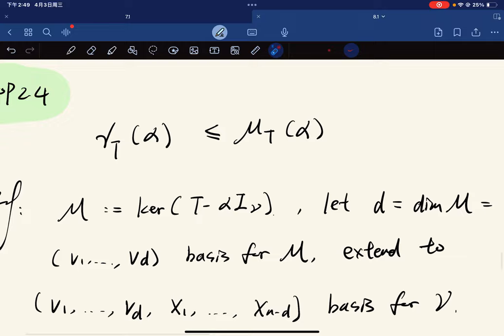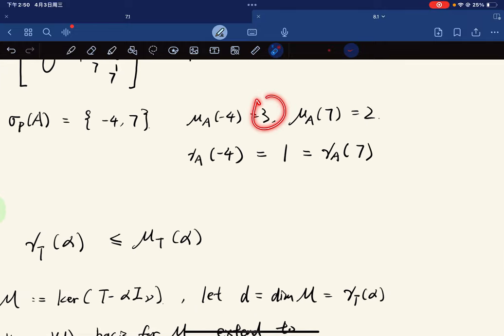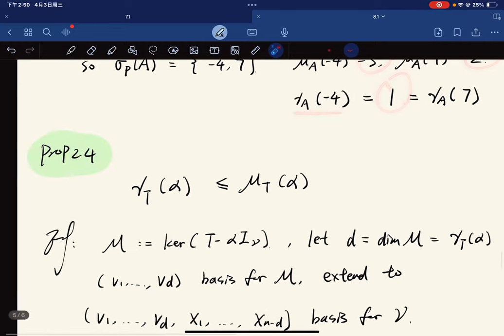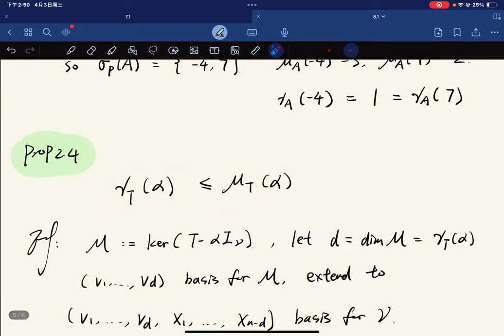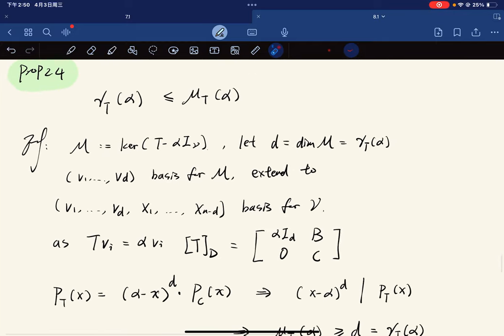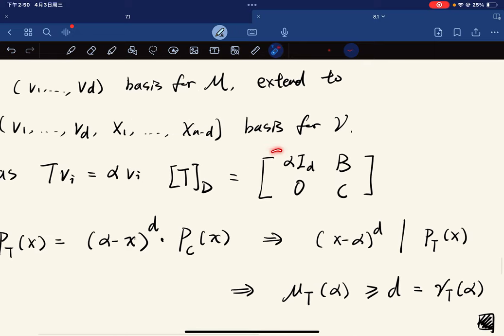Now, from here, the algebraic multiplicities are bigger than the geometric ones, and this turns out to be a proposition. The proof is not hard. We define this as the eigenspace, and its dimension is basically our geometric multiplicity. We pick a basis and we extend it to V. So we consider this matrix. It will look like this, if you just think about it.